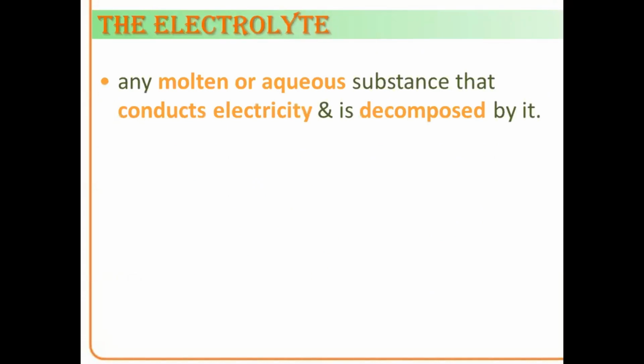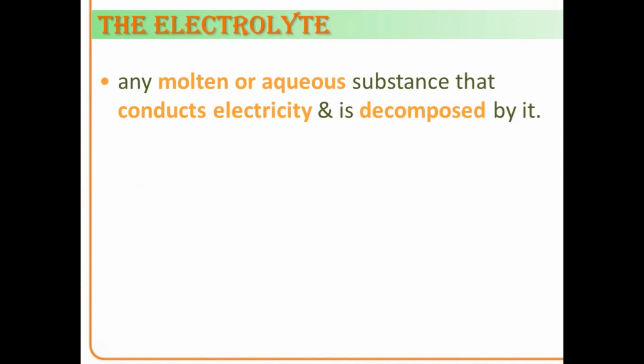Now, let's look at the electrolyte. An electrolyte is any molten or aqueous substance that conducts electricity and is decomposed by it. So there are two requirements for an electrolyte. First, it should be able to conduct electricity. If a substance does not conduct electricity, that substance cannot be considered an electrolyte. The second is that the substance has to be decomposed by the passage of electricity.